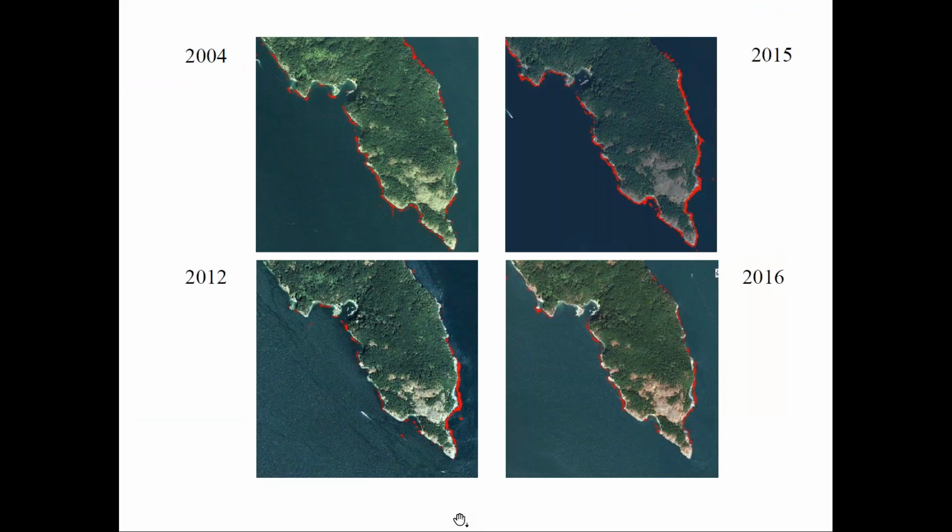And that's what Sarah did. So here are examples of some of the historical data. The first one is 2004, and then 2012, 2015, and 2016. Sarah is working on other years for this time series for the different regions. And the red polygons are the ones derived based on an unsupervised classification for this region.